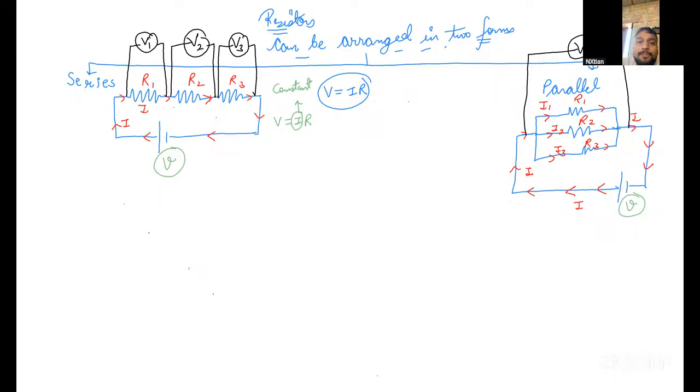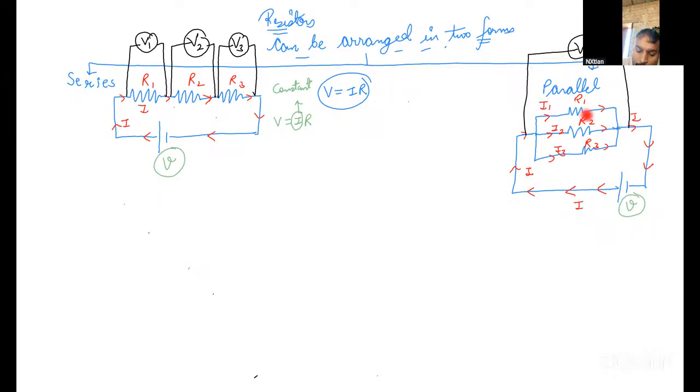Okay, did you understand, guys? Yes or no? Okay, so in the second case, the voltage across the resistor will remain the same. So in the first one the voltage will be different, but in the second one, voltage will be the same. Voltage will be the same across all R1, R2, and R3 because they are arranged in parallel. So I can take a single voltage across them.